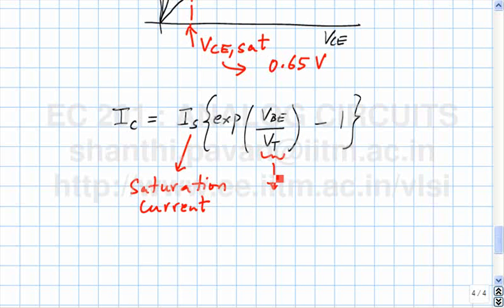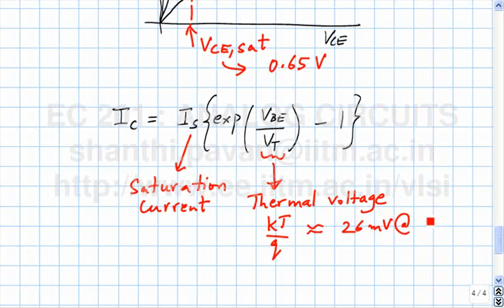VT is not to be confused with the threshold voltage of the MOS transistor. It is the thermal voltage, KT by Q, and this is approximately 26 millivolts at room temperature. A very often used approximation is 25 millivolts.